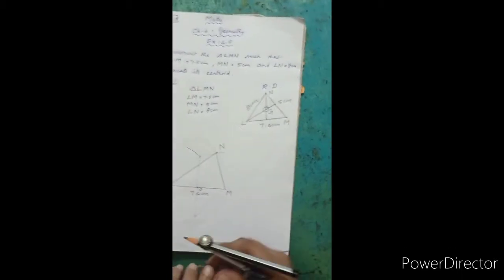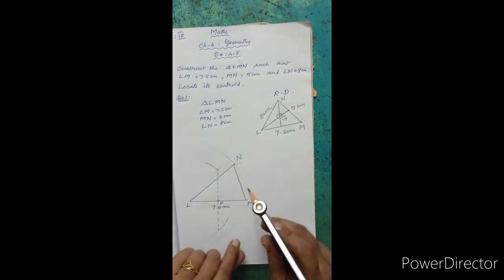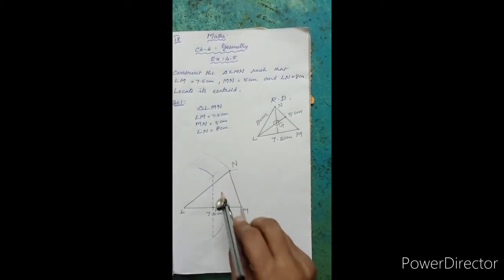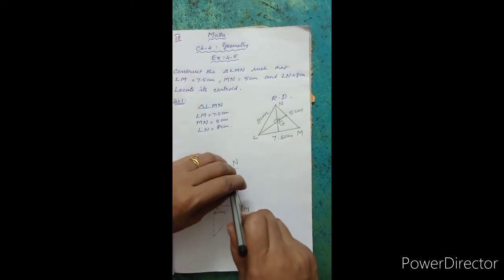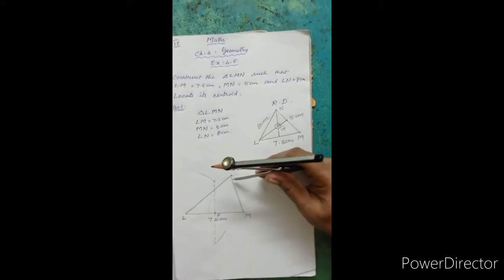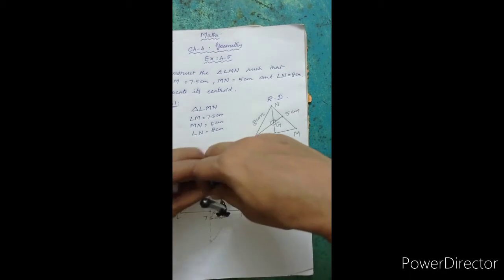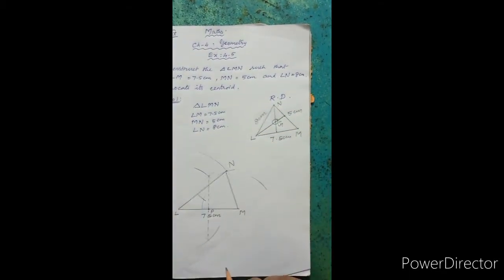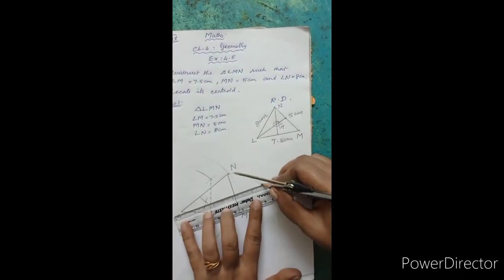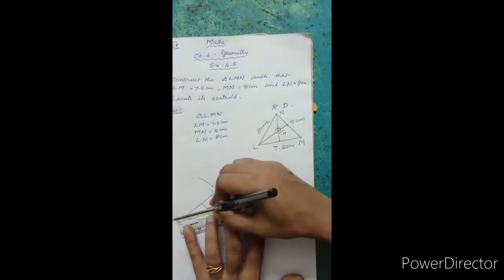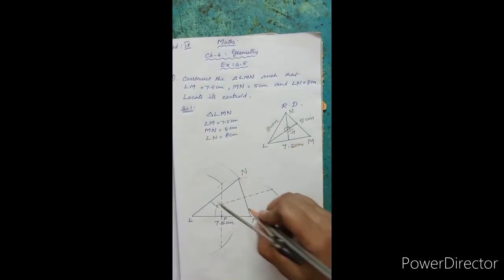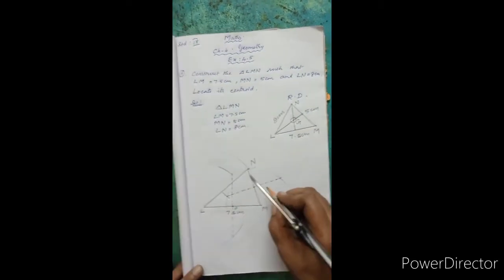Now draw perpendicular bisector for this side of the triangle. Further, take more than half of this side as radius in your compass. M as center. With the same radius, N as center, draw arcs. Now join these intersecting points by dotted line. So this is midpoint of side MN.